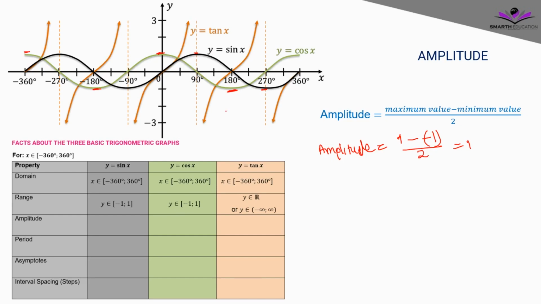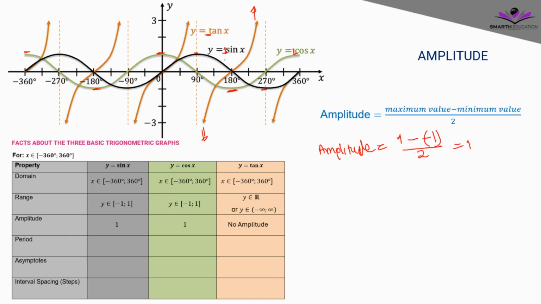For y is equal to tan x, like we said, we don't have the minimum, we don't have the maximum. It goes on to infinity, goes on to negative infinity. So we don't have an amplitude when it comes to the graph of y is equal to tan x. Okay, so the amplitude there is 1, then the amplitude there is 1, and then no amplitude there. We'll see how this value a affects the critical points for the tan graph. But for sin and cos, there's a 1, that's why the amplitude is 1.